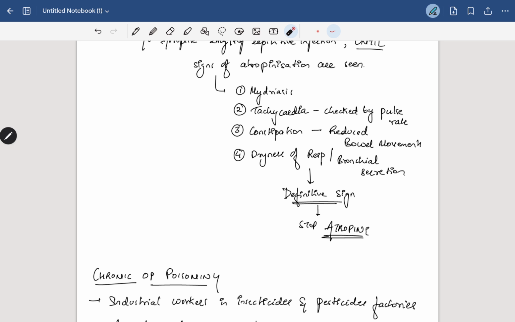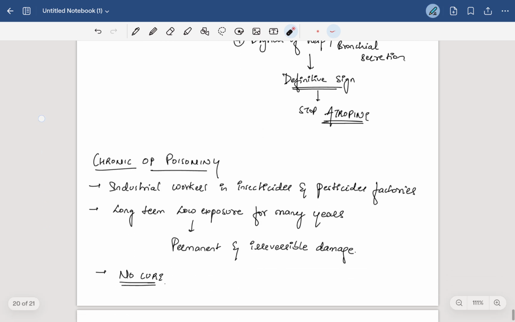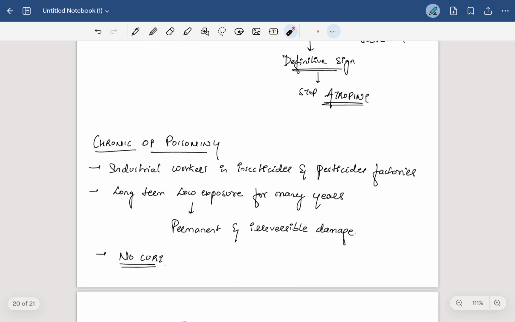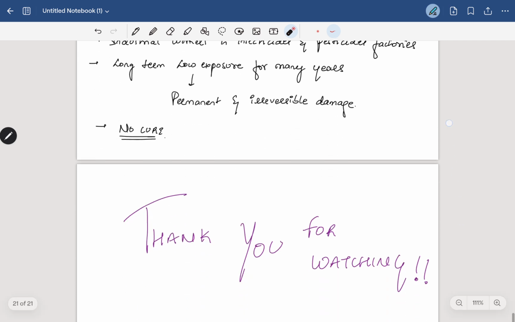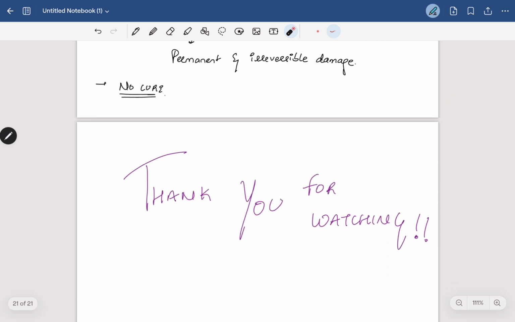So this is how we manage a patient when he comes to the OPD with OP poisoning, and you save the life of that patient. Chronic OP poisoning is usually seen in industrial workers in insecticide and pesticide factories. It is also seen in long term, low exposure for many years. There is permanent and irreversible damage. There is no cure for chronic OP poisoning. So this was all about organophosphate poisoning.